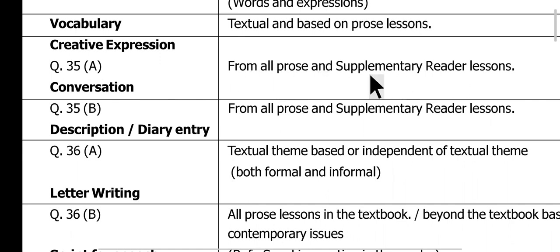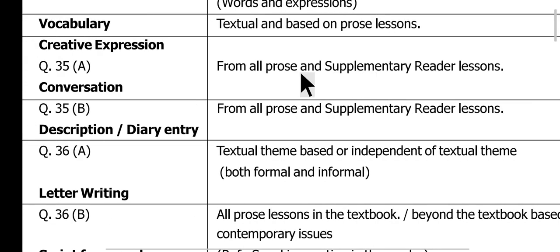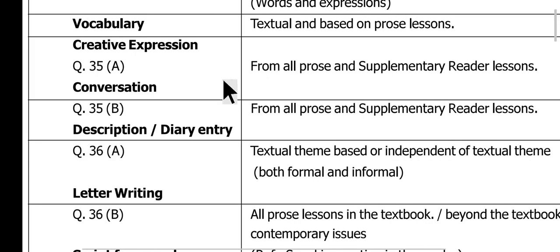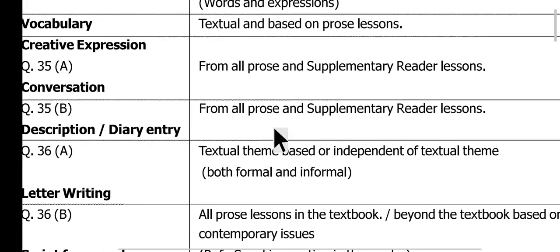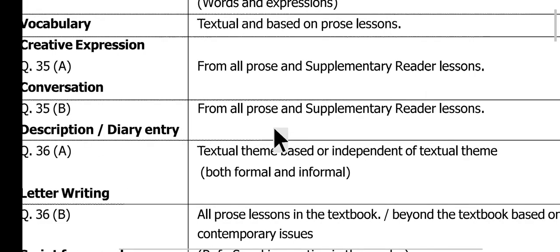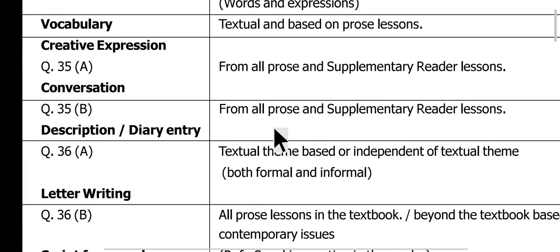Please underline this. Conversation topic can be taken from any prose or supplement reader, not from the poem or any other context. Now the second question from the same is 35B, description or diary entry. Describing an incident or describing a person can be given, or any person's feelings and thoughts that were captured in the lesson can be given as a diary entry.